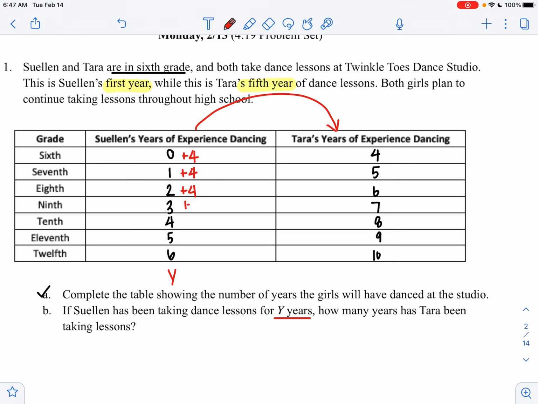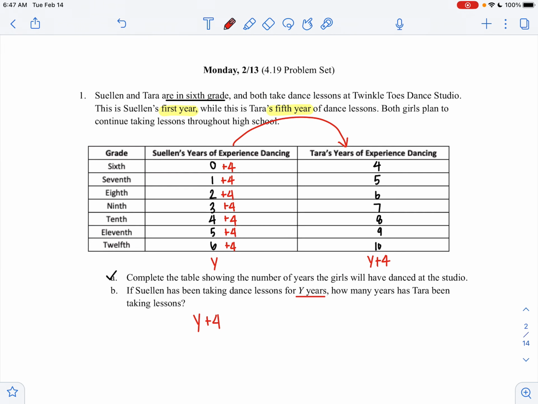We can continue this all the way down the table until we see that if Solon has Y years of experience, Tara will have Y plus 4. And that just means that Y could be any number of years of experience Solon has, but we can always add 4 to find the years of experience that Taryn has. Let's take a look at question 2.